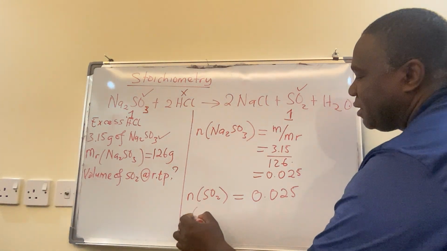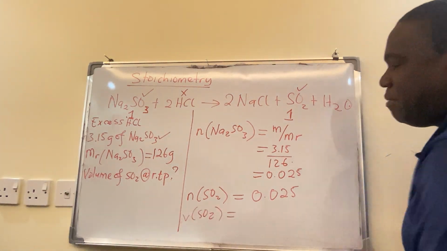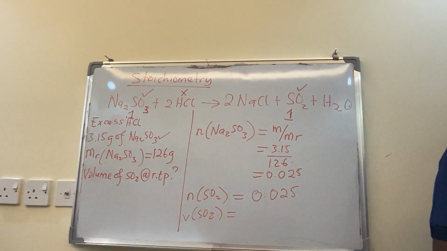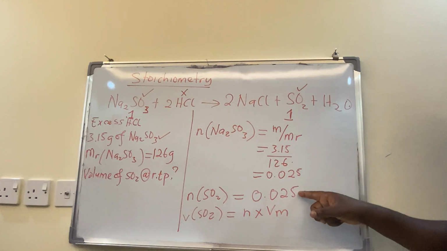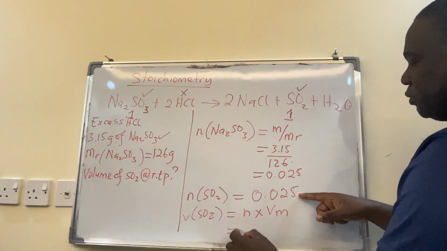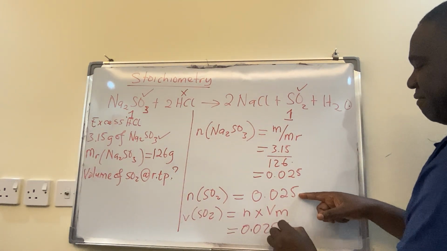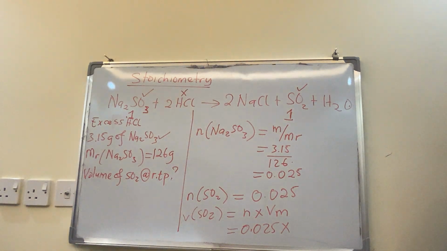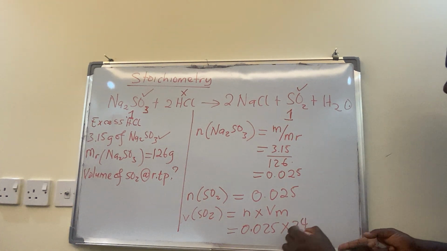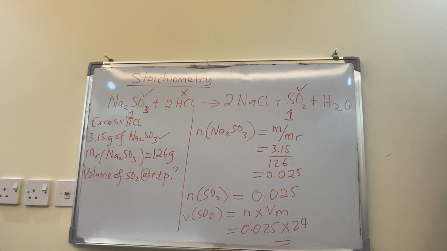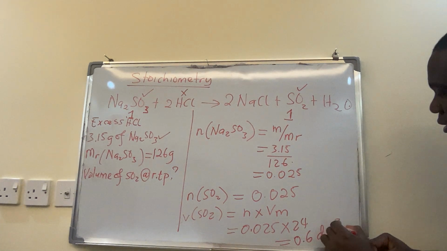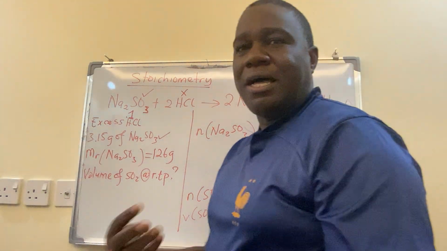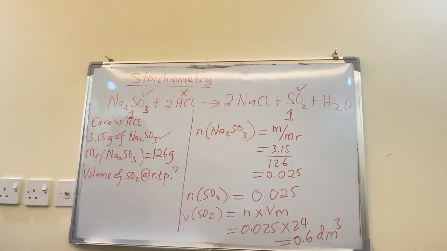So for the volume of sulfur dioxide, remember the formula for calculating volume is the number of moles multiplied by the molar gas volume. And it says RTP. So it's going to be 0.025 multiplied by the molar gas volume at RTP, which is 24. When you do your calculations, 0.025 multiplied by 24 will give you 0.6 dm cubed. So this will be the answer, the volume of sulfur dioxide that is produced.